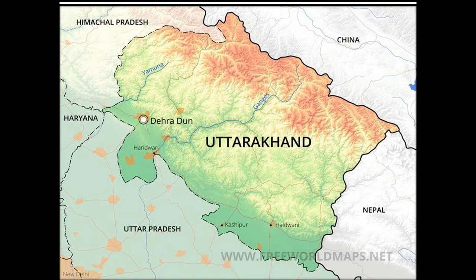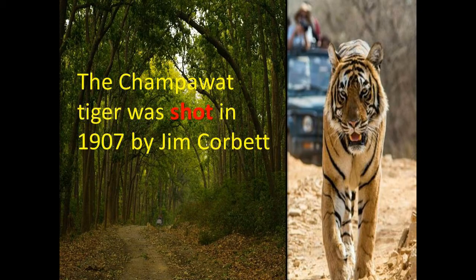This tigress was responsible for nearly 436 deaths in Nepal and the Kumaon area of India. Kumaon is one of the two regions and administrative divisions of the Indian state of Uttarakhand. Her attacks have been listed in the Guinness Book of World Records as the highest. But finally, the Champawat tiger was shot in 1907 by Jim Corbett. Shot is the past tense of shoot.